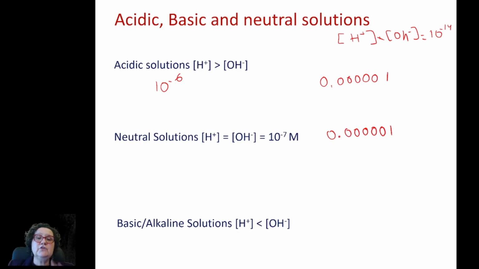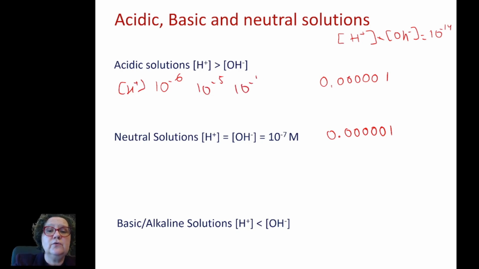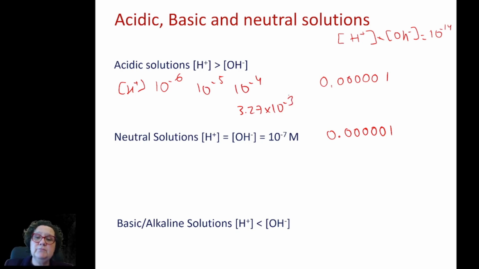So, okay, 10 to the minus 6 would be 1 order of magnitude larger than 10 to the minus 7. So an acidic solution could be a solution that has a concentration of hydrogen ions of 10 to the minus 6, or 10 to the minus 5, or 10 to the minus 4, or 10 to the minus 3. They are progressively going that way in the decimal places. All those numbers are larger than 10 to the minus 7.